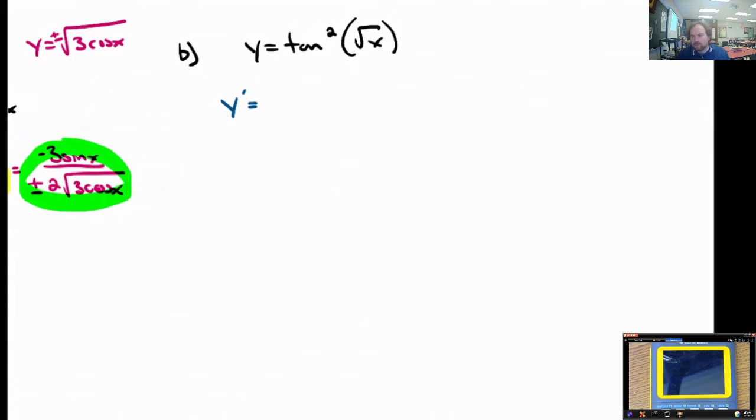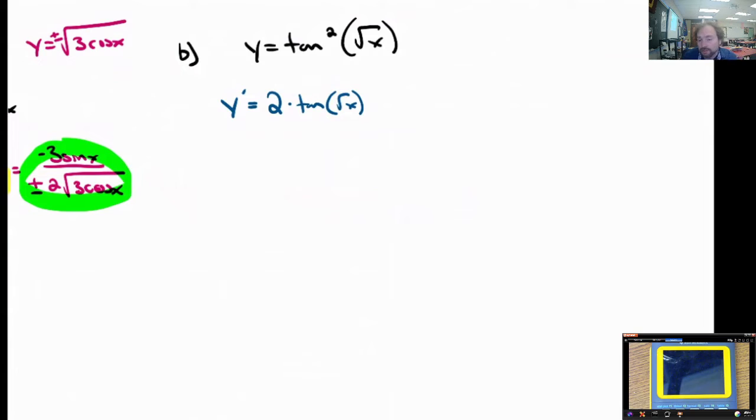Let's start with the outermost layer of this thing, which is going to be the exponent to the second power. That's the last thing to happen. If I'm going to plug a number in for x, I'm going to take the square root, then I'm going to take the tangent of that, and finally I'm going to square that. So let's start with the power rule. 2 times the tangent of the square root of x.